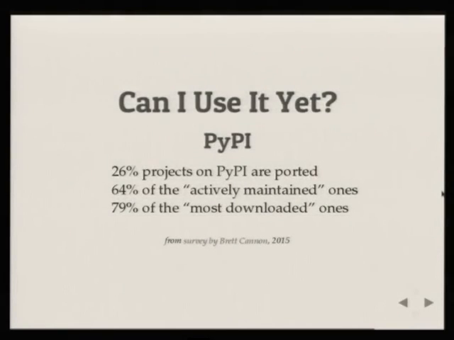So all these new features, can you actually switch to Python 3? Well, it turns out there are some statistics on how many of your dependencies are ported. These are statistics for all of the projects on PyPI, which is most of the pure Python libraries. 26% looks like a very low number, right? Most of them are projects that somebody wrote and put on the internet, and nobody cares about them, not even the original author. So for some definition of actively maintained, we are up to 64%. For some definition of most popular, we're up to 80%.